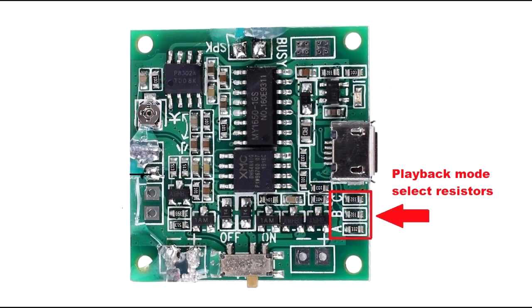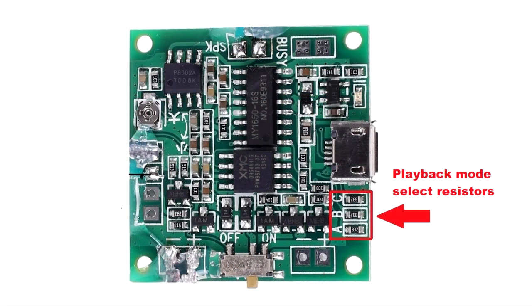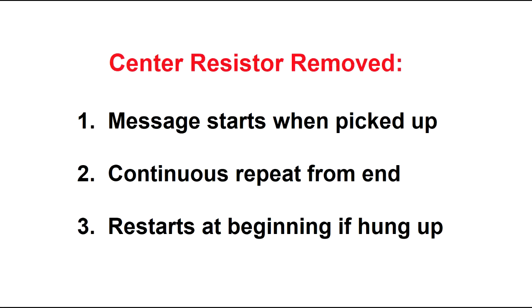There are several modes for playback. These are adjusted by leaving or removing a series of 3 resistors mounted on the board. Configurations include continuous playback, playback repeating, play once and stop, play once but then restart after disconnect, and so on. For the purpose of this payphone design, and probably most other geocache applications, you will want to remove the center resistor. In this configuration, the message will start when the receiver is picked up.